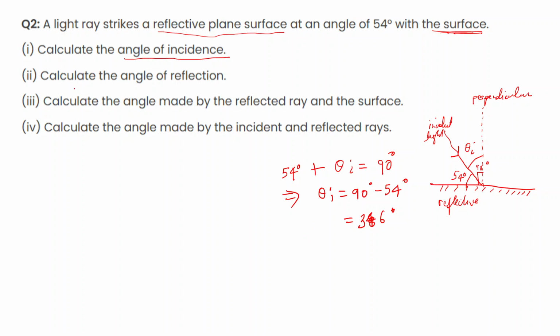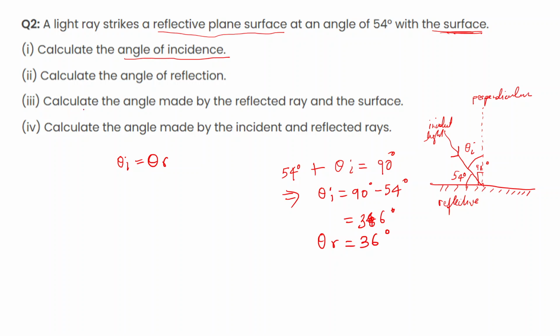Now next question is calculate the angle of reflection. So there is nothing to calculate since we know the law of reflection, which says that angle of incidence is equal to angle of reflection. Thus angle of reflection here should also be the same as angle of incidence, which is 36 degree.